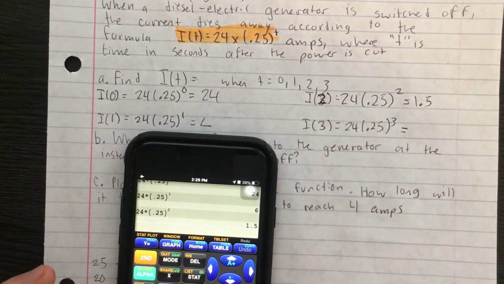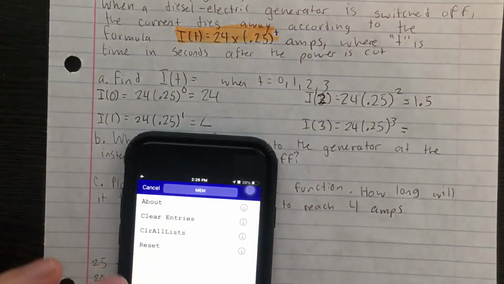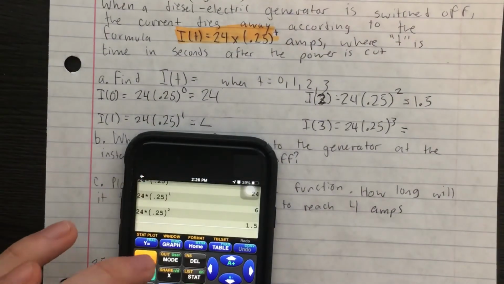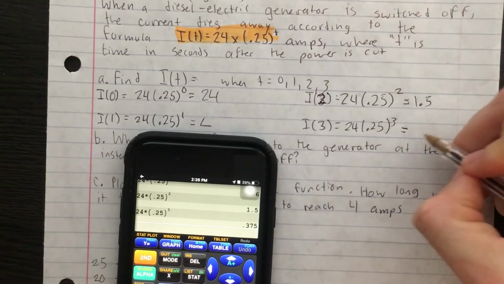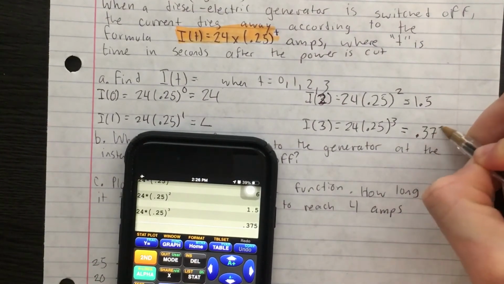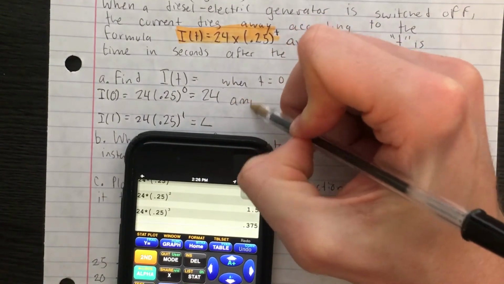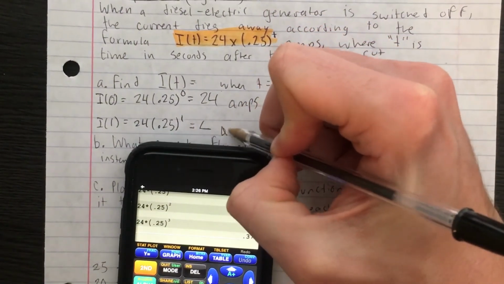And then second enter. Oh, goodness, Mr. Price. Second enter to the third power, and that's going to give me 0.375. And again, those are all amps. That is the unit of measurement.